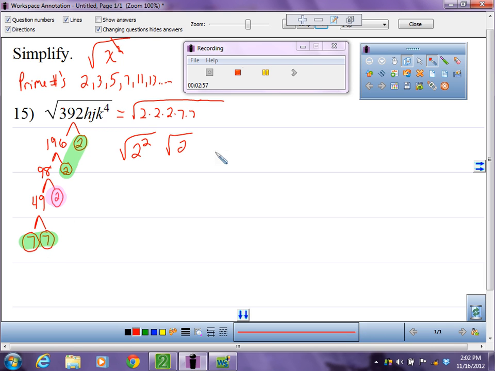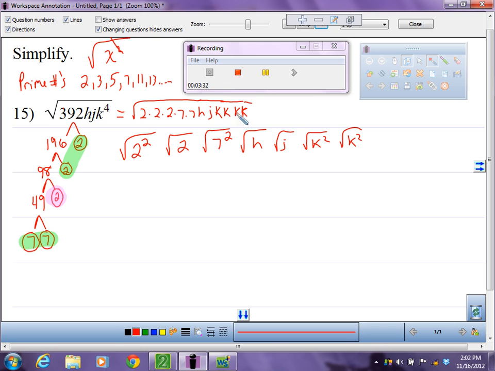I see another pair of 7s. I can rewrite it as 7 squared. And you can do the same thing with the letters. You see the power of 1 for the H is an invisible 1. So it's basically just an H by itself, right? You have a J, so it's basically just a J by itself. And you have 4 Ks. 1, 2, 3, 4. But that means that I can pair them up. And I can write K squared and K squared because I have 4 of them, 2 and 2.